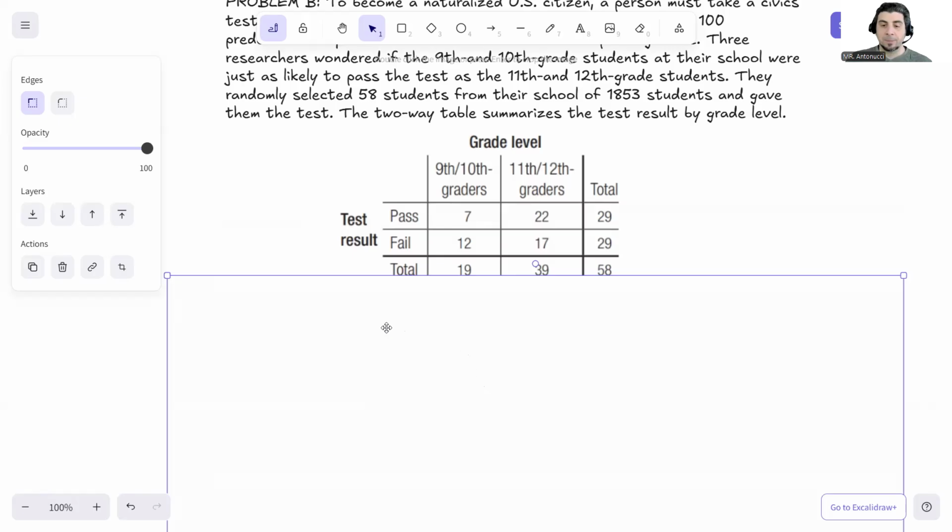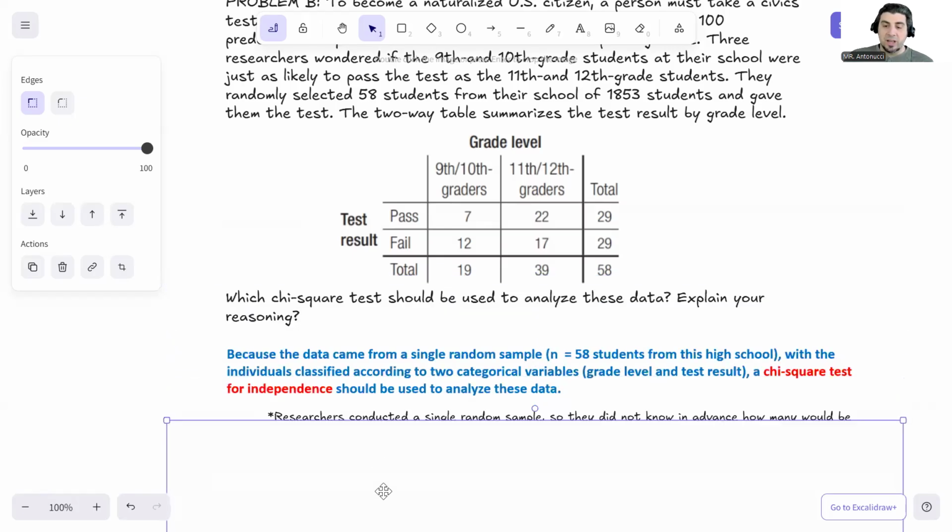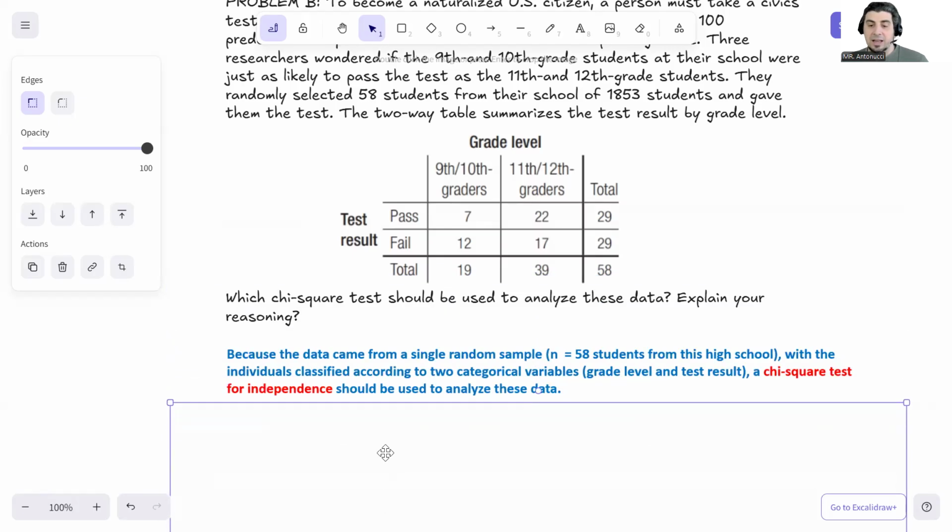So here we go. Which chi-square test should be used to analyze the data? Well, the data came from a single random sample, n equals 58, from the high school, with individuals classified according to two categorical variables, grade level and result. So a chi-square test for independence should be used to analyze this data.